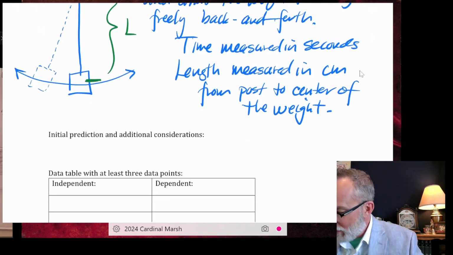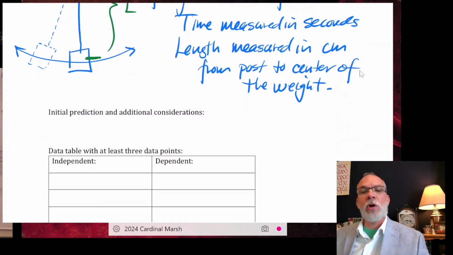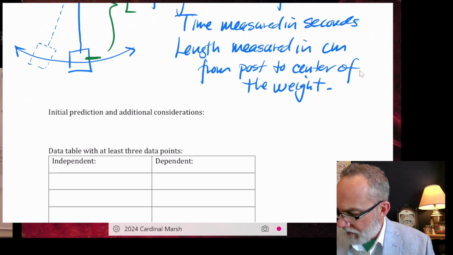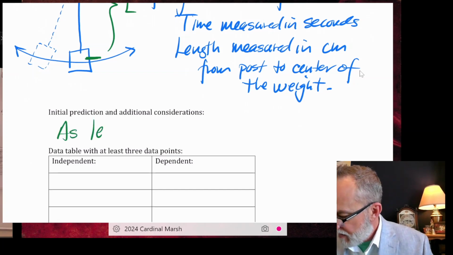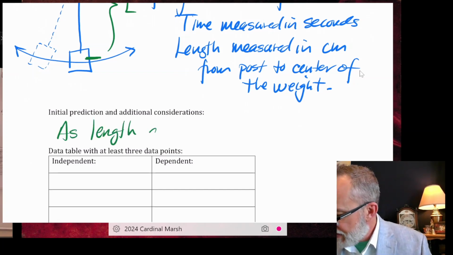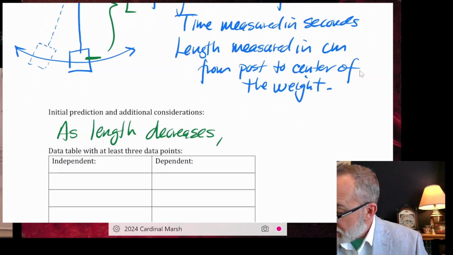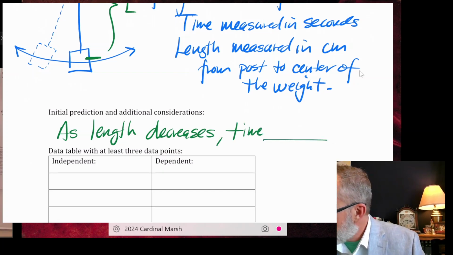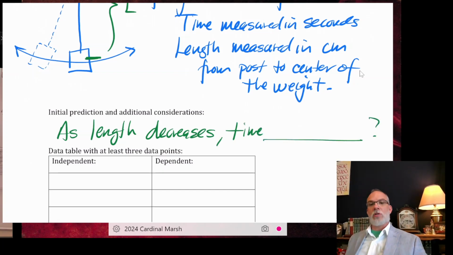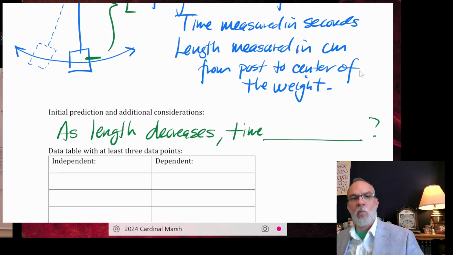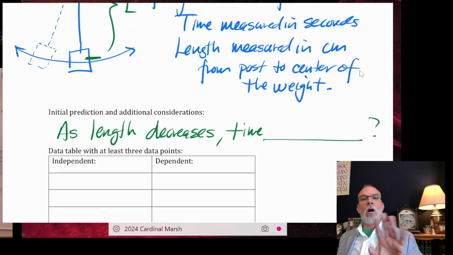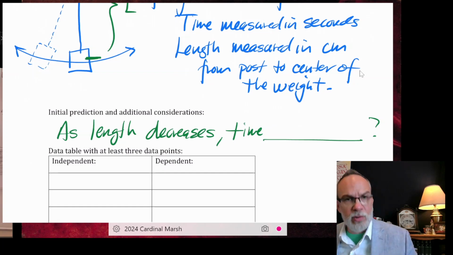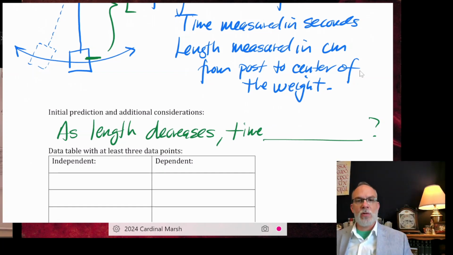Okay, initial prediction and additional considerations. We're going to shorten the length. So let's talk about this. As length decreases, time... and then you tell me, I'm asking. You take a moment and press pause on the video or whatever, and you put in there what the time will do according to what you think it should do. What's your opinion on that? What's your prediction? No data yet.